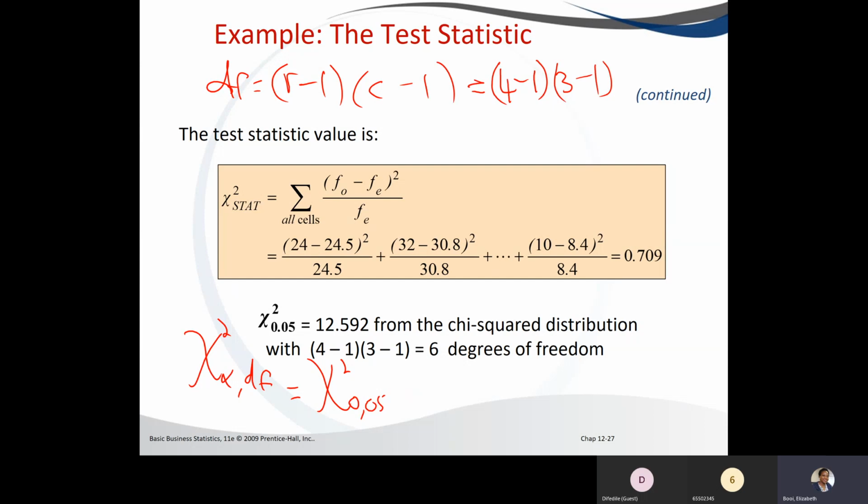Okay, so then 4 minus 1 is 3, times 3 minus 1 is 2. And this will give us 6.